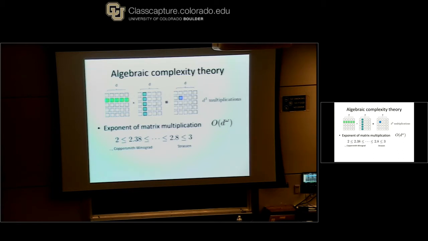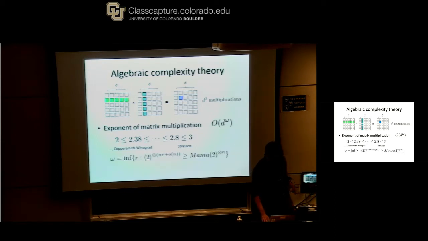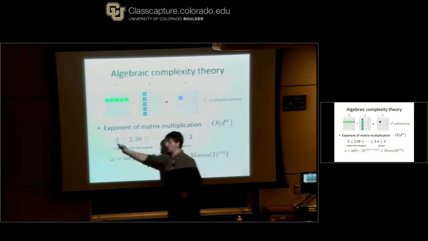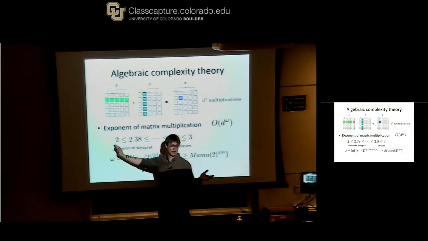And Strassen can do it in D to the log base 2 of 7, and log 2 of 7 is approximately 2.8. So this was the breakthrough, that he managed to show that you can multiply matrices better than exponent 3. And people have improved this, but that's not so relevant. But it's still open whether or not you can do it in exponent 2. It's actually a very interesting open question.